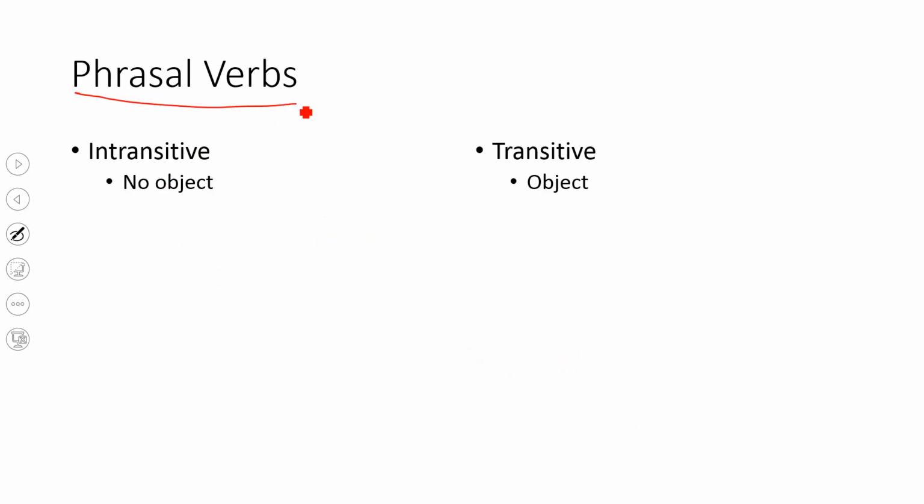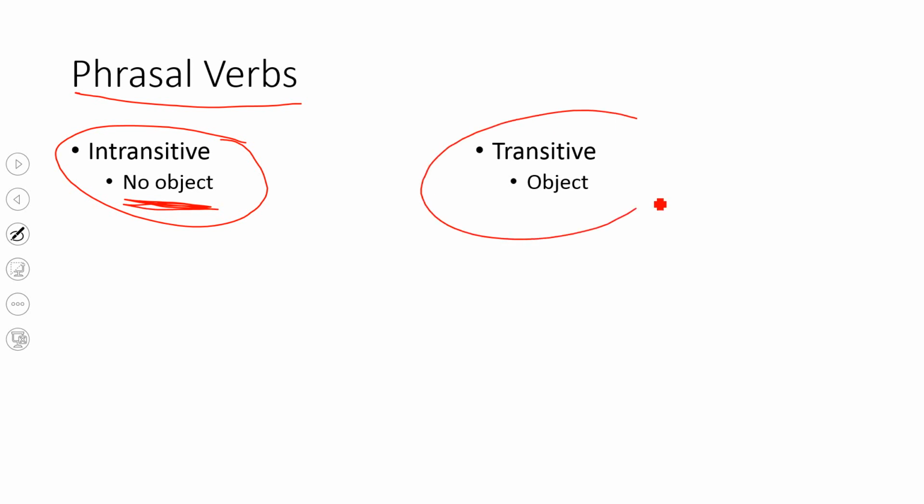So, phrasal verbs. There's two kinds of phrasal verbs. Intransitive, those are phrasal verbs that don't get an object. They don't require an object to complete the meaning of the sentence. Then there's transitive phrasal verbs, and these require an object to complete the meaning of the sentence. Let's take a look at each one.